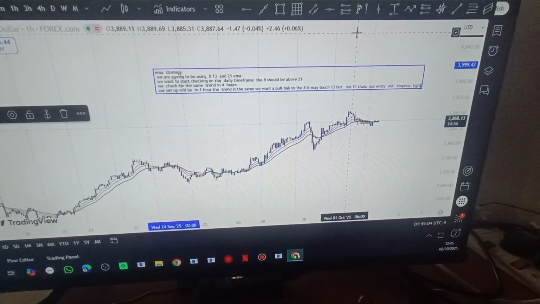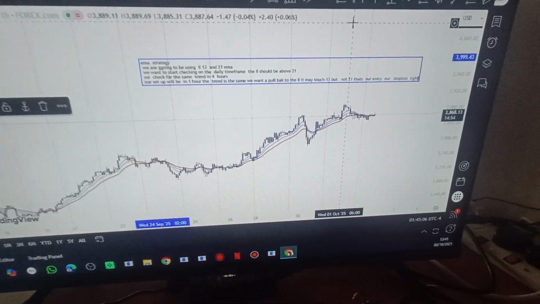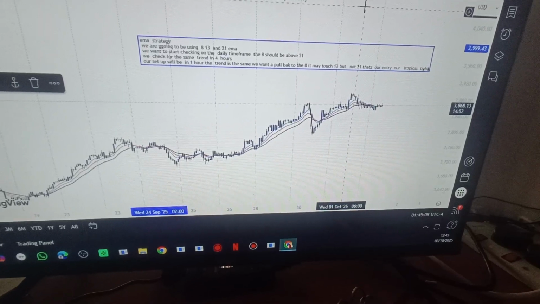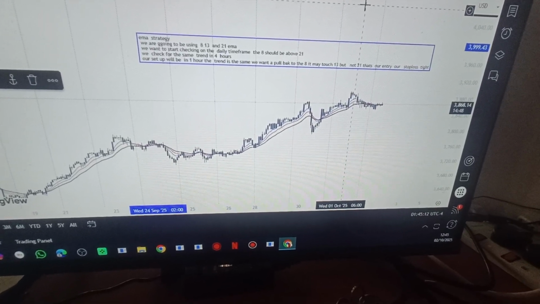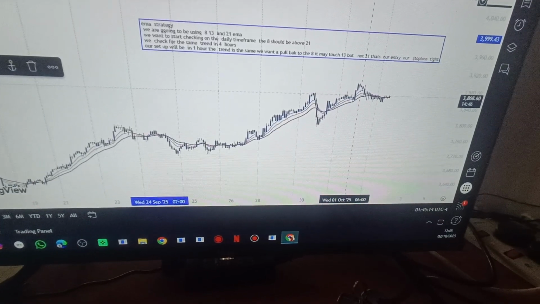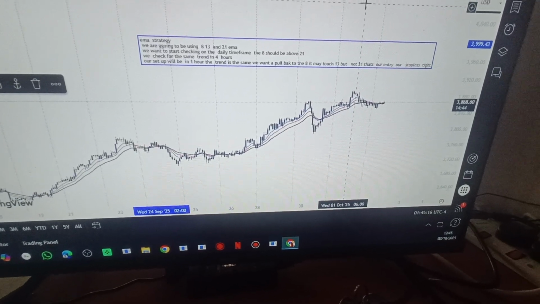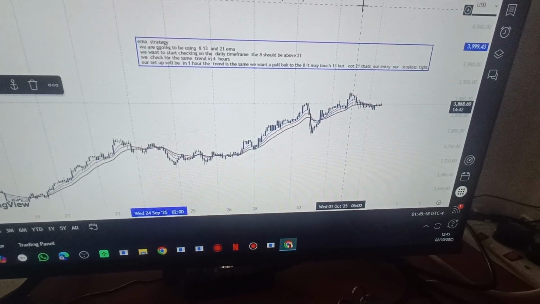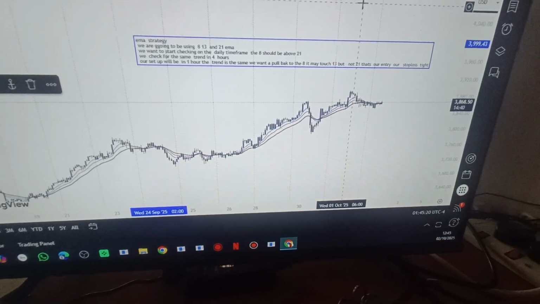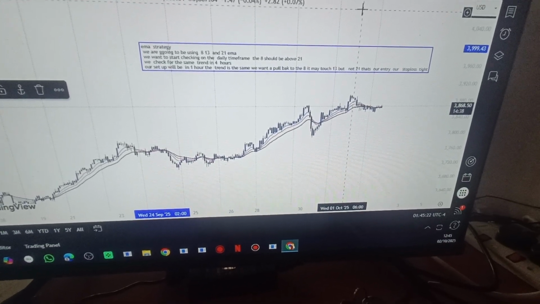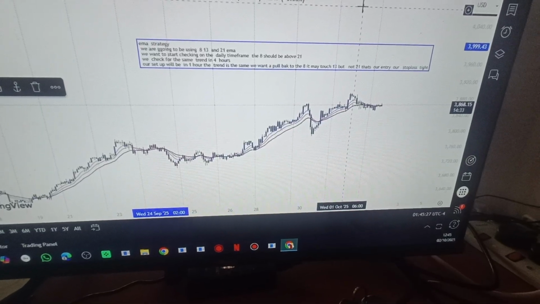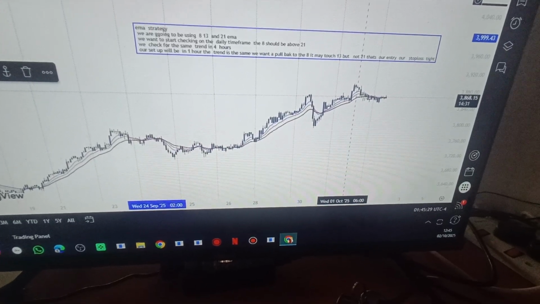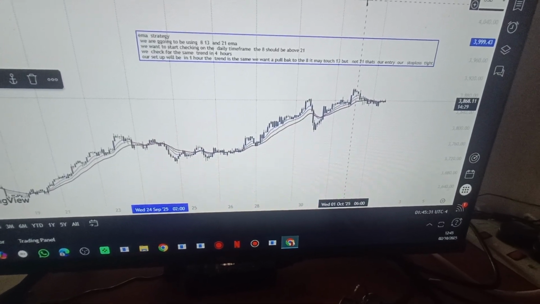So what we want to check, we are checking on the daily time frame. We want the 8 above the 21 EMA. So the 8 should be above the 21 EMA for the trend in the daily. And then we go to 4 hours, we check if 8 is above the 21. That confirms that our direction is okay. And then after we check the 4 hours, we will go to our 1 hour. That will be our trading time frame.